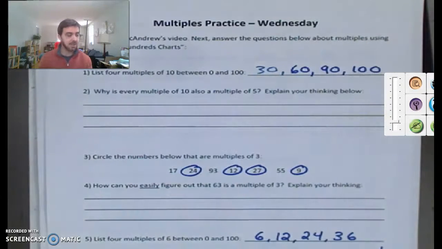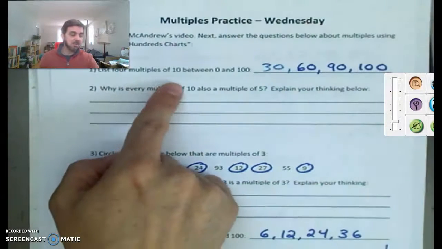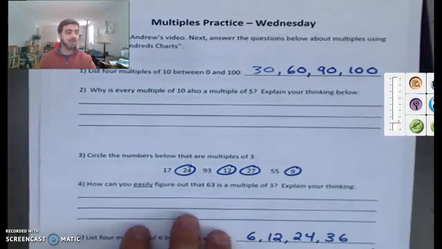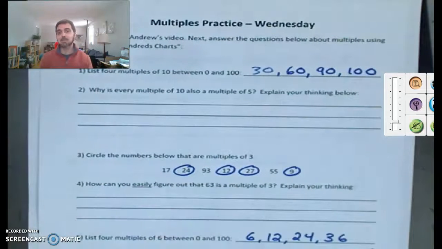Let's get started. Four multiples of 10 between 0 and 100. There's a lot of answers for this. I put down 30, 60, 90, and 100. You could have had four different ones.